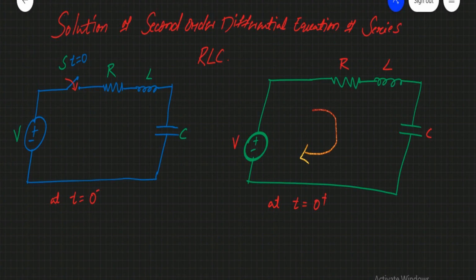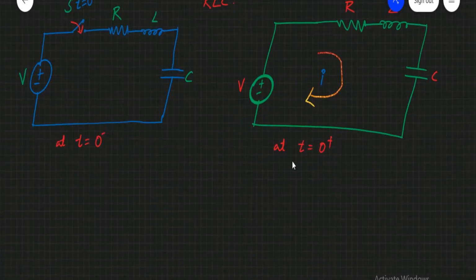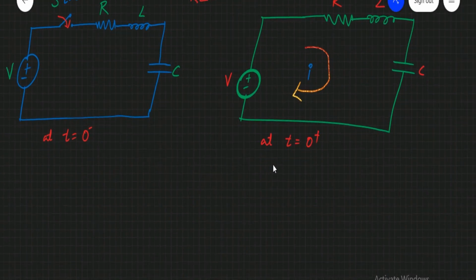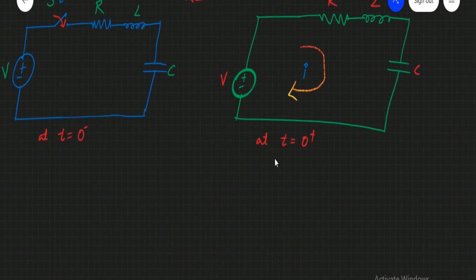This is forming a closed circuit, so some current I flows through the circuit. Here we can apply KVL to the circuit. By applying KVL, the total voltage V is equal to the voltage drop across the resistor, plus the voltage drop across the inductor, plus the voltage drop across the capacitor, where VR is equal to I into R.